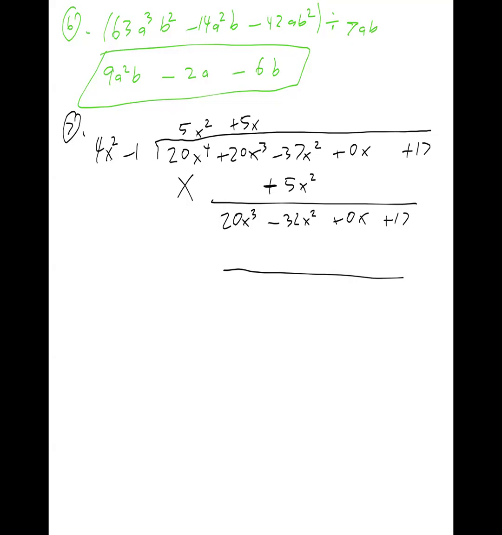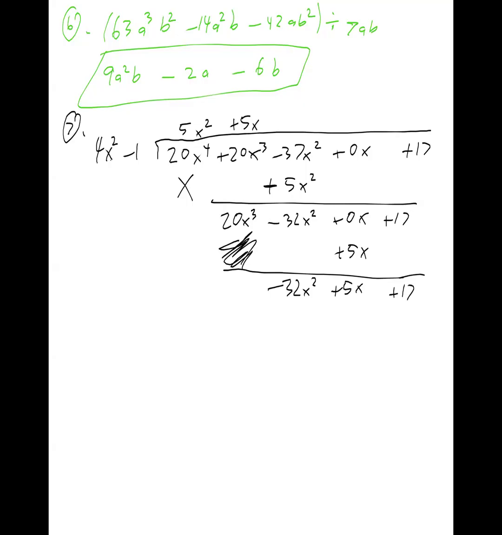Now skip the first term, so leave just a blank space right there. Multiply back by the second term, so 5x times negative 1 is negative 5x, like that. Now switch the signs and add it all together. Remember this part right there is just blank. So you get negative 32x squared plus 5x plus 17.